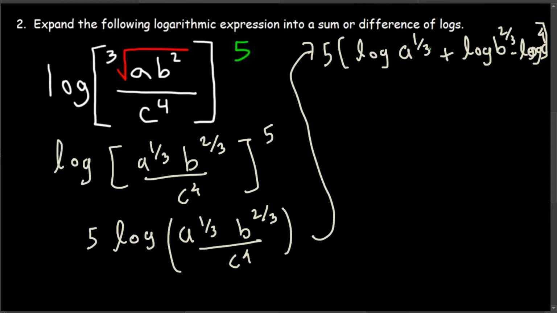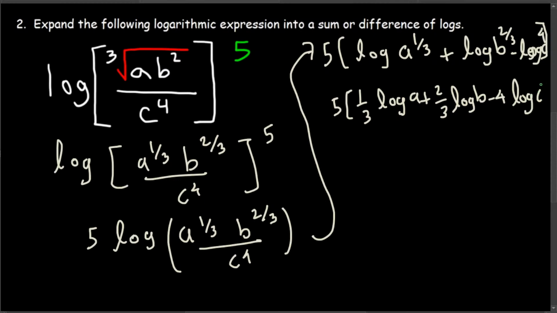Now we can do one more thing. We can bring all these powers to the front. So this is going to be 5 times 1 over 3 log a plus 2 over 3 log b minus 4 log c. Okay, and that's our final answer. Let's look at the next one.